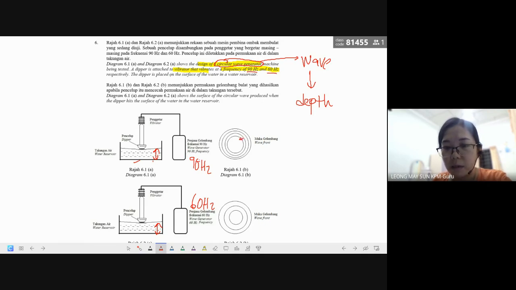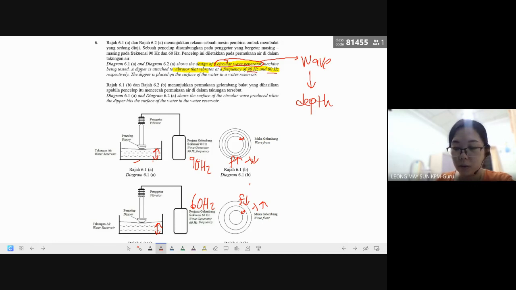So what happens here is that the wavelength is actually less at 6.1a, and the wavelength at 6.1b is actually greater. When the frequency is higher, the wavelength is less. When the frequency is lower, the wavelength is actually higher.